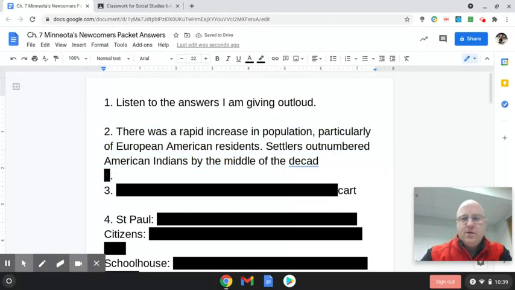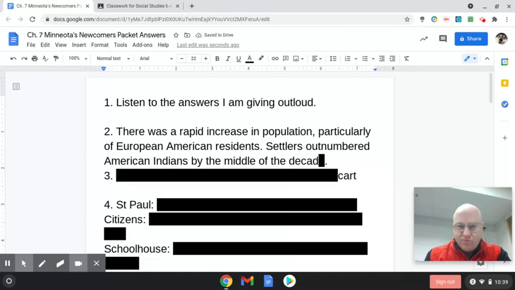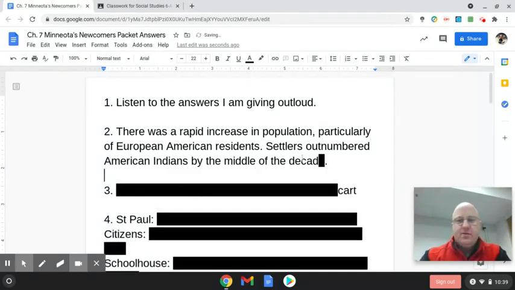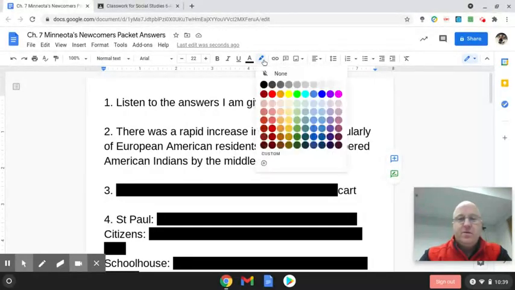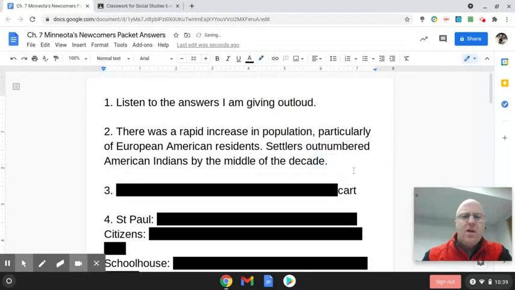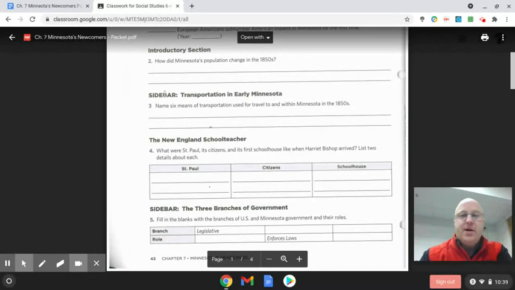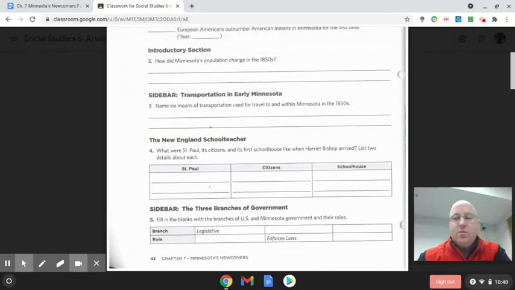So American Indians, as they're opening up their land, or I should say losing their land through these treaties, that just opened it up for more and more settlers to move into Minnesota. So there was a rapid increase in population, particularly of European American residents. As in question number 1, by 1855, settlers outnumbered American Indians by the middle of the decade. So when this question asked, how did Minnesota's population change in the 1850s? Basically, more settlers were in Minnesota than there were Native Americans.